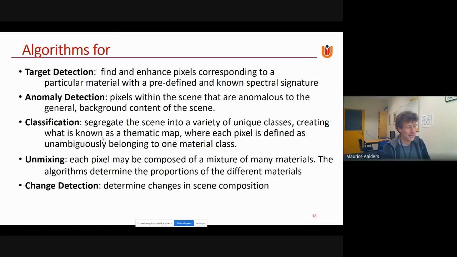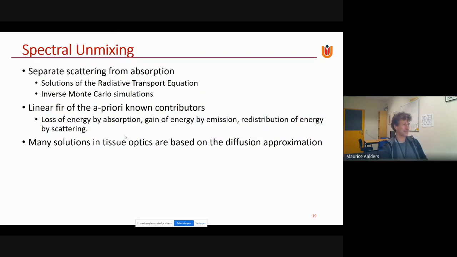So these are the different algorithms, or the different classes of algorithms that you can apply. Now we'll go a little bit more into the spectral unmixing, if there's no questions on this first part.